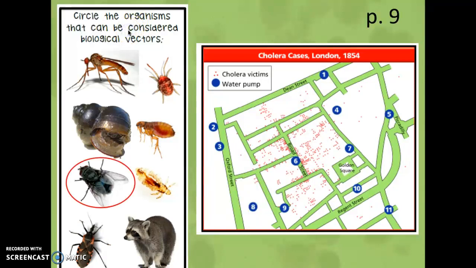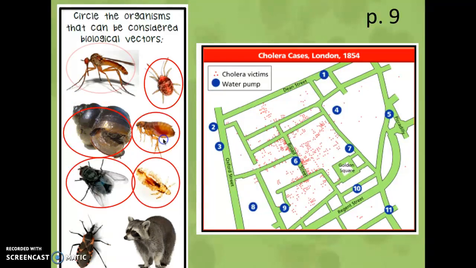So let's see which ones are biological vectors. Well, flies, like the tsetse fly, can transmit disease like African sleeping sickness. Different types of mites, gastropods like snails, can also be part of the life cycle of different types of parasites. Fleas, lice, mosquitoes, the Chagas disease kissing bug, and raccoons. So really any animal other than a human is considered a biological vector if it can transmit a pathogen, if it can transmit an infectious disease through its bite.